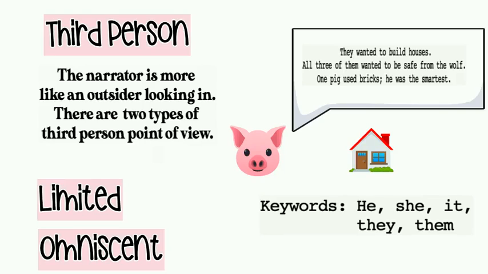In third person point of view, the narrator is more like an outsider looking in. There are two types of third person point of view, limited and omniscient. We'll get back to that in a second. So, third person uses keywords like he, she, it, they, and them.